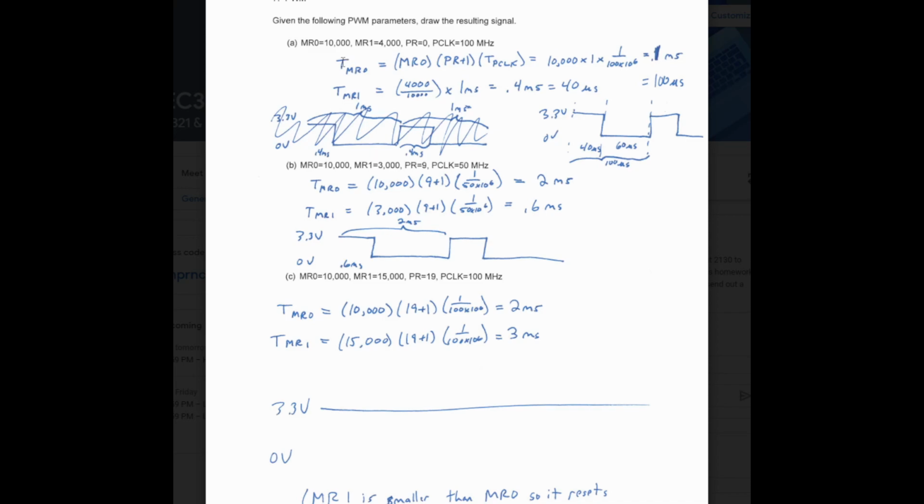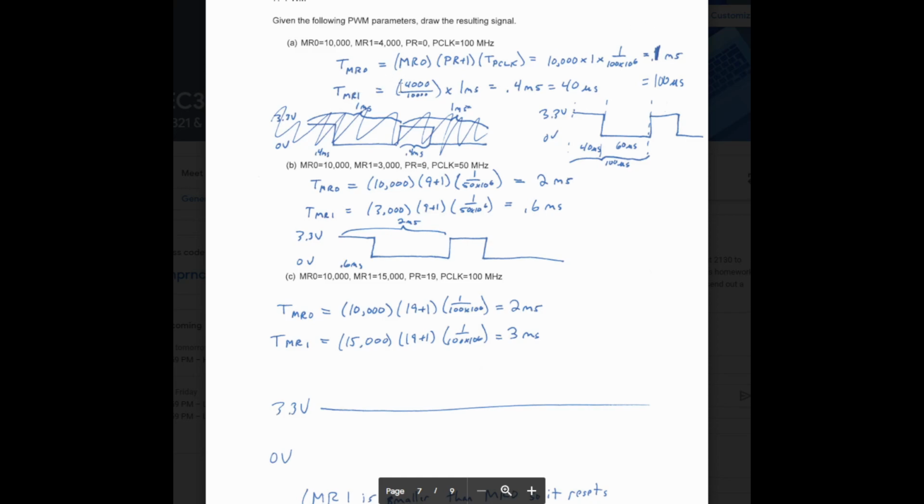So we do TMR0, which is the period, and that's going to be MR0 times (PR plus 1) times TPCLK. So 10,000, just taking the values, plug and chug. PR plus 1 is going to be 1. And then PCLK is 100 megahertz, so 100 times 10 to the 6th cycles per second. And that gives us 0.1 millisecond, which is 100 microseconds.